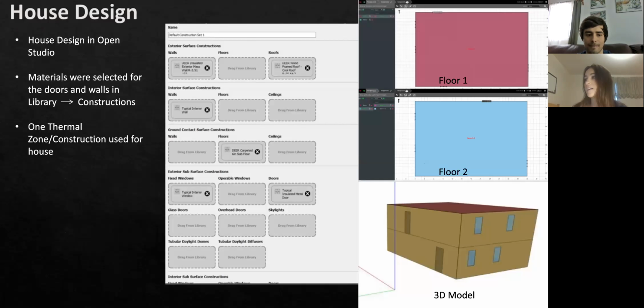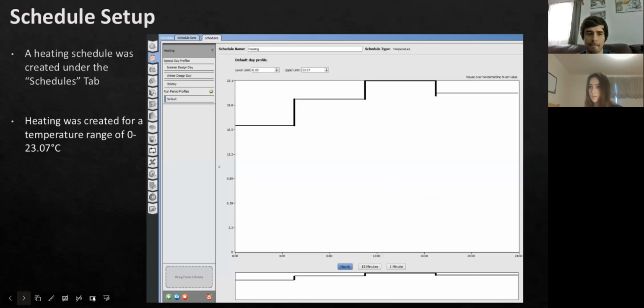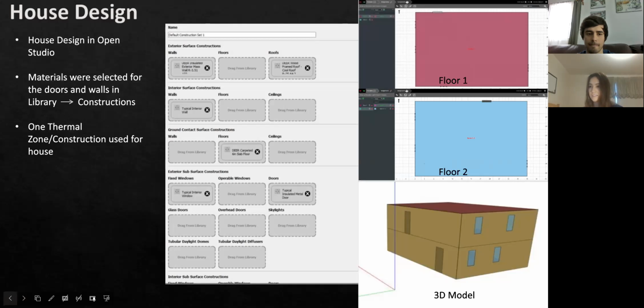For the house design, it was a two-story home, so we modeled floor 1 and floor 2. And for the construction set, we used the deer materials, and then you can see the 3D model to the right with the 2 stories. And as well, the thermal zones and construction set were merged.